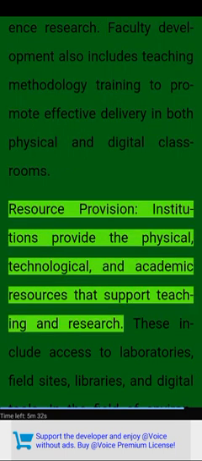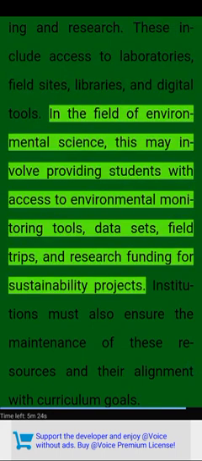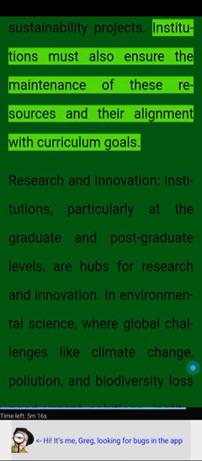Resource provision. Institutions provide the physical, technological, and academic resources that support teaching and research. These include access to laboratories, field sites, libraries, and digital tools. In the field of environmental science, this may involve providing students with access to environmental monitoring tools, data sets, field trips, and research funding for sustainability projects. Institutions must also ensure the maintenance of these resources and their alignment with curriculum goals.